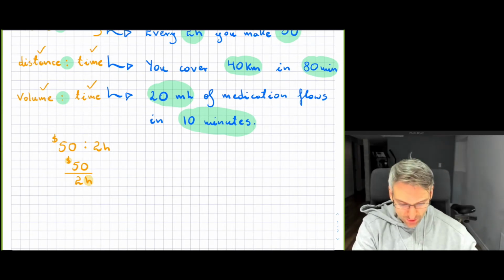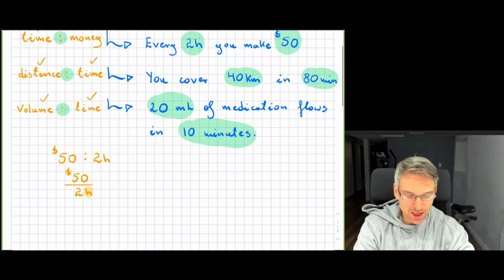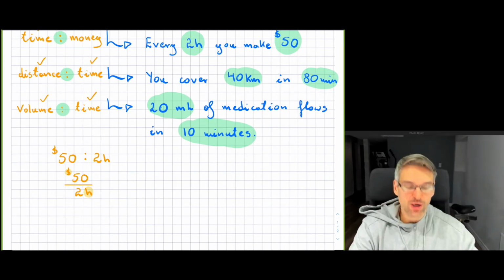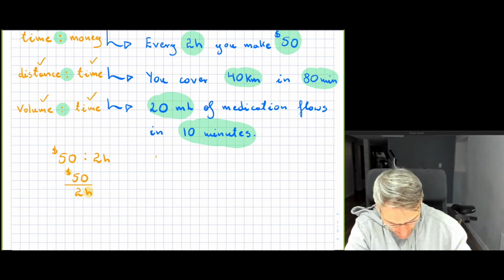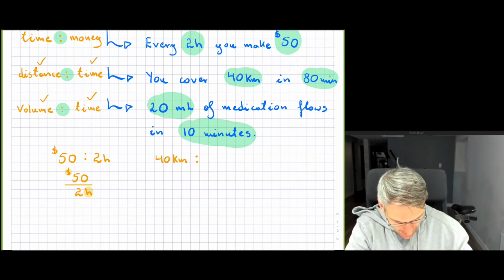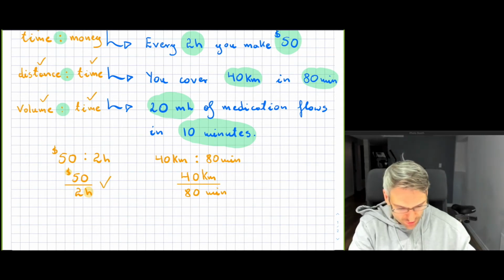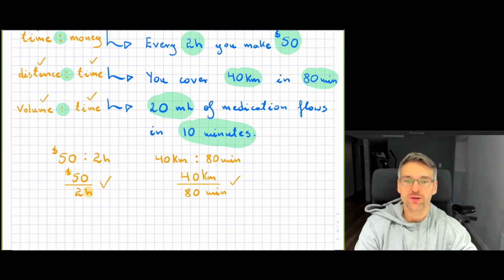Now in the second one, when we're comparing distance and time in terms of rates, we have 40 kilometers in 80 minutes. So I could write this as 40 kilometers in 80 minutes, or I can write it in fraction form, and it would look something like this. And that is also a rate, where you're comparing two things.